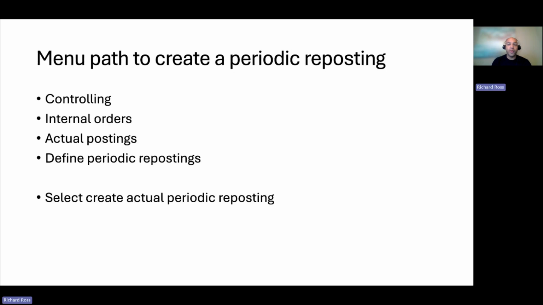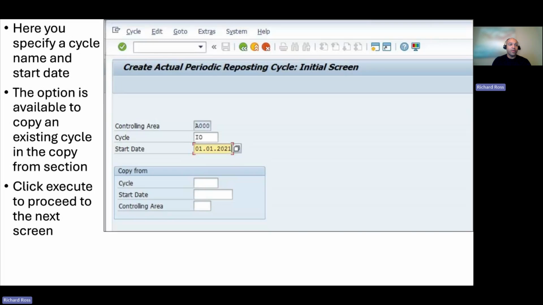Let's create a periodic reposting. Menu path to create a periodic reposting: Controlling, internal orders, actual postings, define periodic repostings. Select create actual periodic reposting. Here you specify a cycle name and start date. This option is available to copy an existing cycle in the copy from section. Click execute to proceed to the next screen.